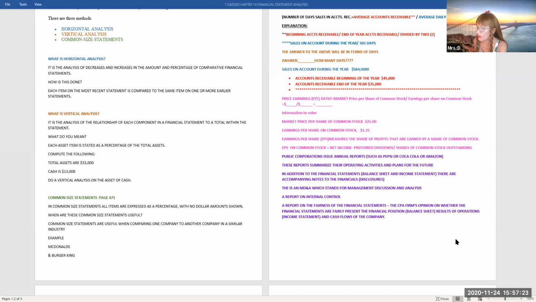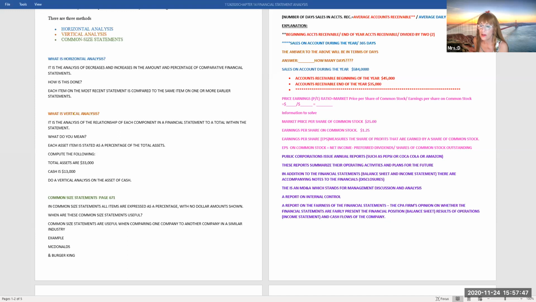They call them disclosures. So I'm going to type that in the box. Disclosures are notes to the financials. So the notes tell a lot of information. Sometimes there's more information in the notes to the financials than in the actual numbers.